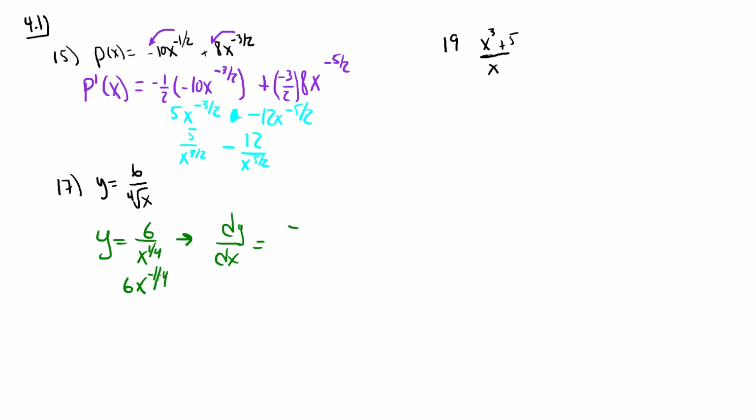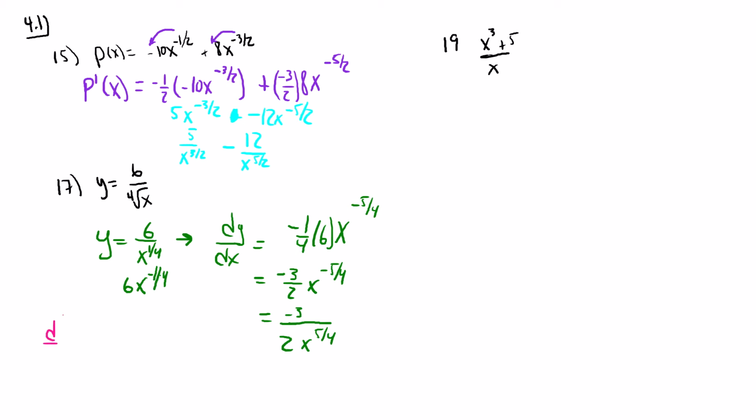In that case, we're going to get negative 1/4 times 6, x to the negative 1/4 minus 1, which is negative 5/4. Negative 1/4 of 6 is going to be negative 3/2, x to the negative 5/4. And again, we may see this as negative 3/2 over x to the 5/4. That's one way.